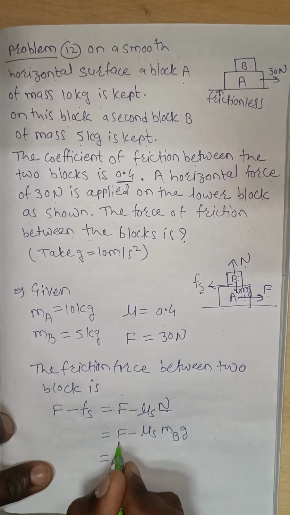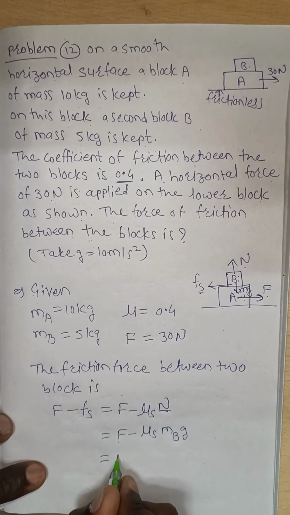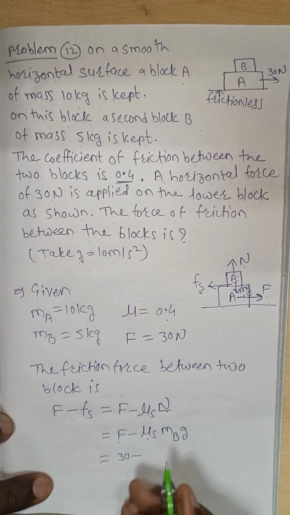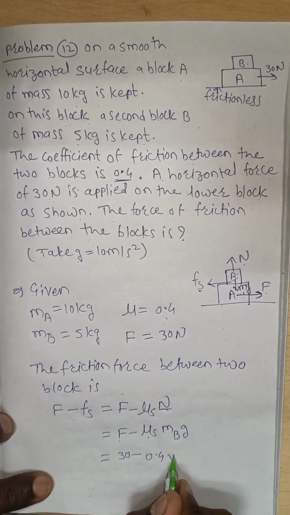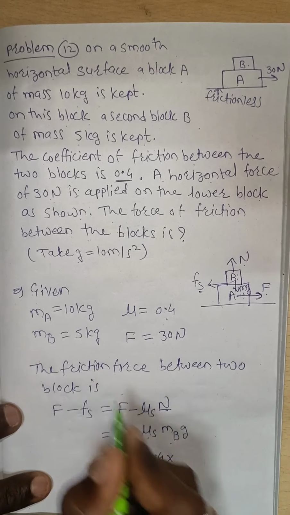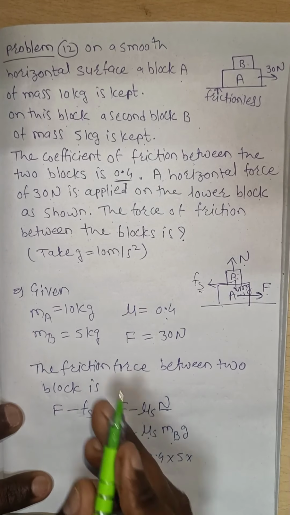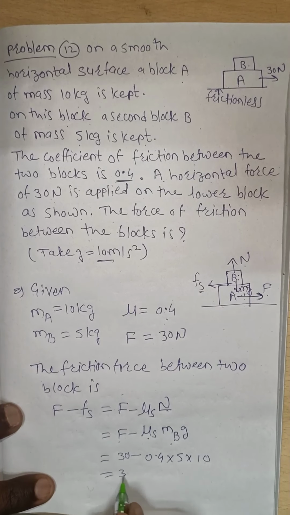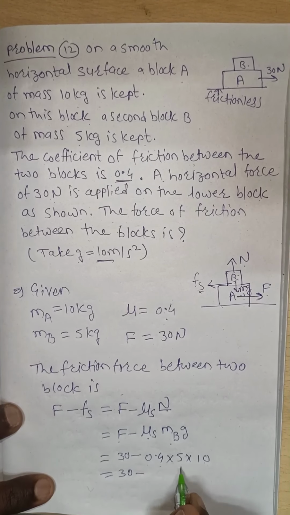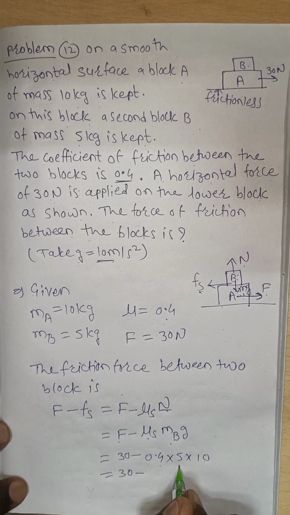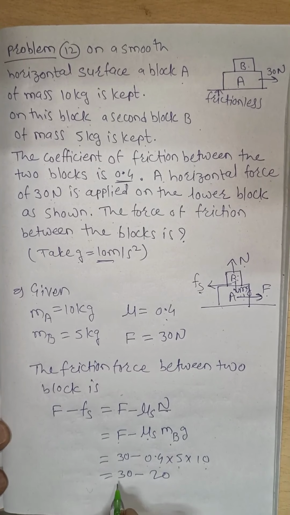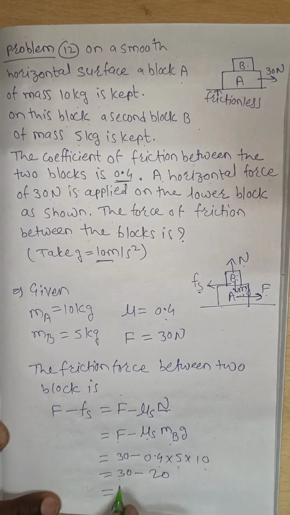acceleration due to gravity. Now this is equal to the force, 30 Newton, minus the coefficient of static friction 0.4 into the mass of the second block, 5 kg, and g we take as 10 meters per second squared. Therefore this is 30 minus 0.4 into 5, which is 2, into 10, that is 20. Therefore 30 minus 20 is 10 newtons.